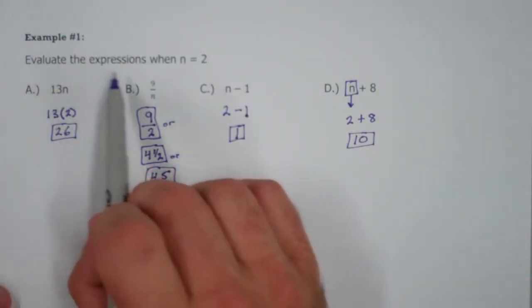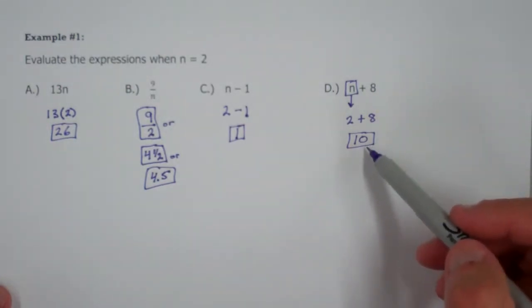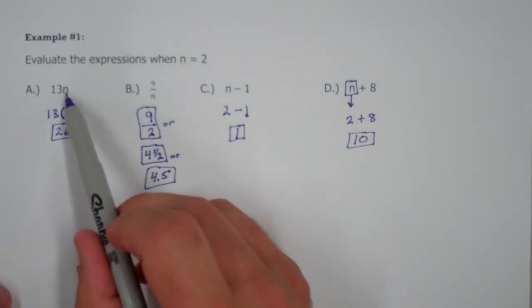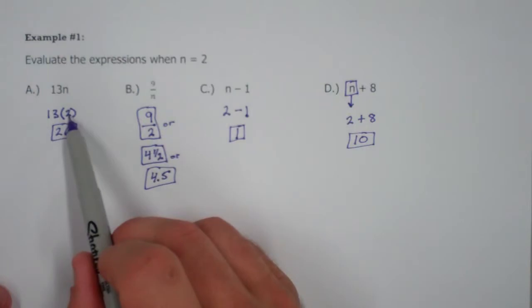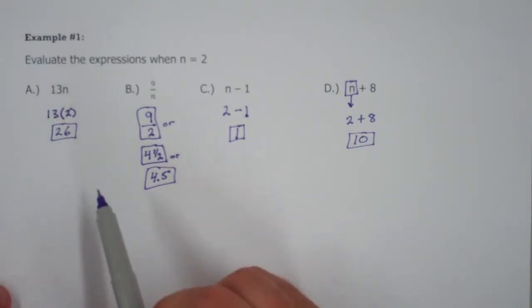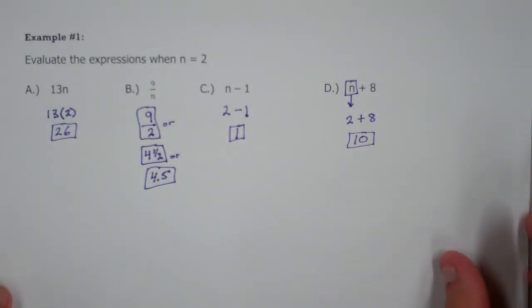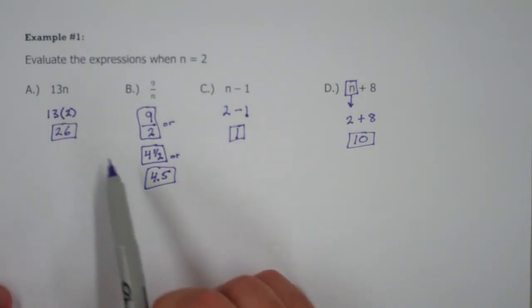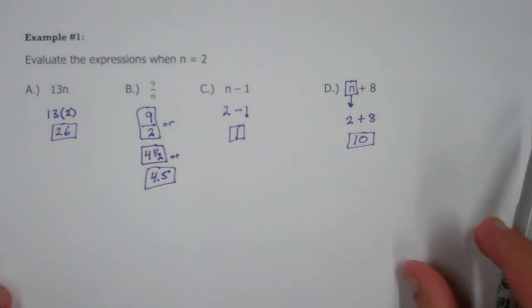When you're asked to evaluate an expression, you want to write your answer in simplest form. Yes, you can take the n out and put the 2 in, but we're going to want to perform those indicated operations using our order of operations to try to get one single value as an answer.